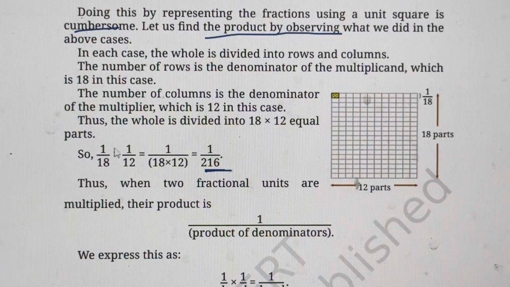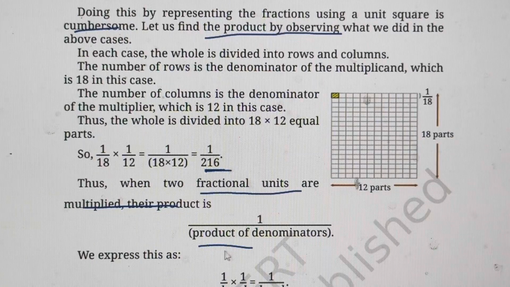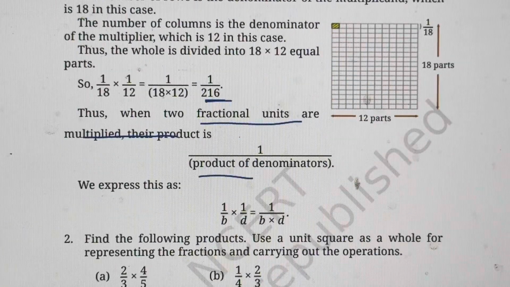So you can directly multiply 1 ones are 1 and 18 into 12. What does it mean? When two fractional units are multiplied, their product is 1 upon the product of their denominators, right? So we can write this and remember this as 1 upon B into 1 upon D is equal to 1 upon B into D. Right? That's the shortcut method which I showed you earlier also.